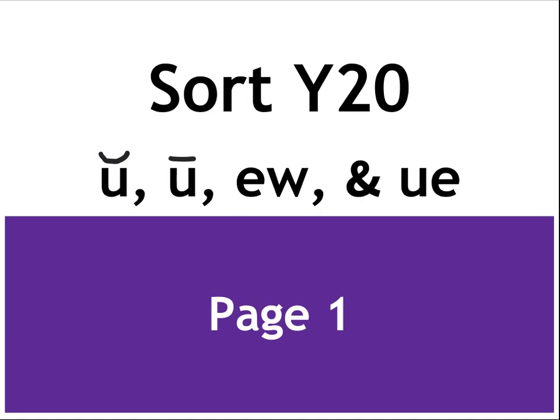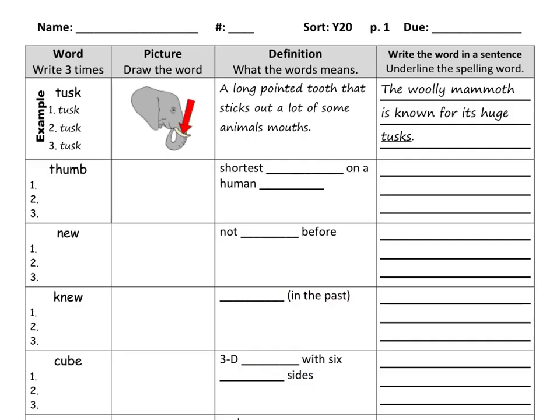Then EW says ew. So listen to the difference. U, ew. And UE also says ooh. We are going to try this out.